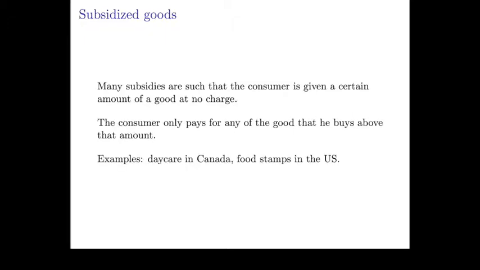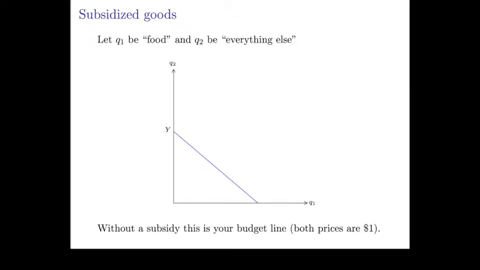Daycare is subsidized in many parts of Canada. Food stamps in the United States are a good example of subsidies, where you get the first $100 or so, or some fixed amount of your food is covered if you receive food stamps, and beyond that, if you want more food, then you have to pay for it. So let's suppose Q1, good 1, is food. This is everything else.